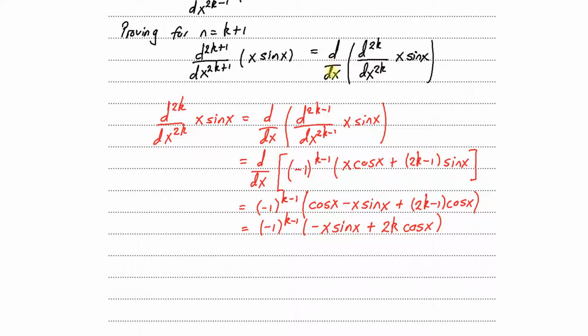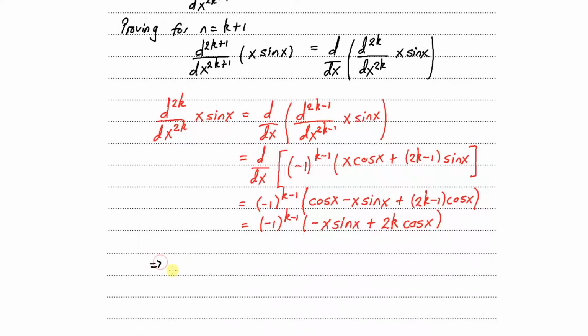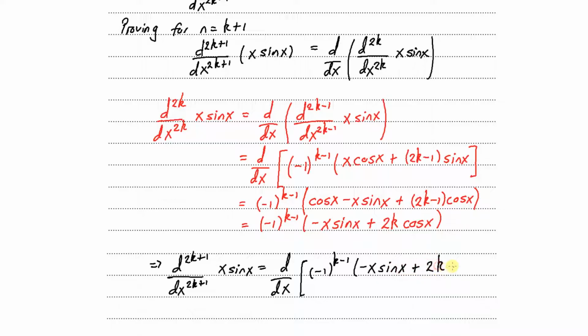We say that this is going to be equal to d by dx of d to the 2k by dx to the 2k of x sine x. And this is what we have obtained here. So we're now saying this is going to give us d to the 2k plus 1 over dx to the 2k plus 1 of x sine x will be equal to d by dx of d to the 2k by dx to the 2k of x sine x, which is the one that we got here. So that will be d by dx of minus 1 to the k minus 1 of minus x sine x plus 2k cos x.